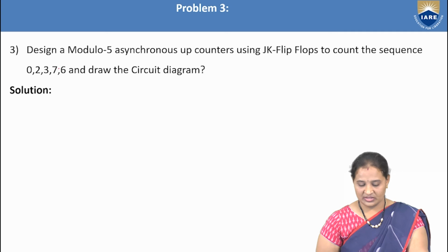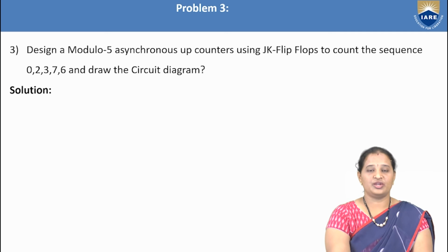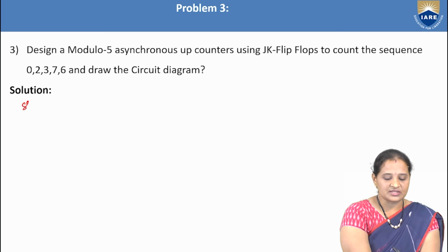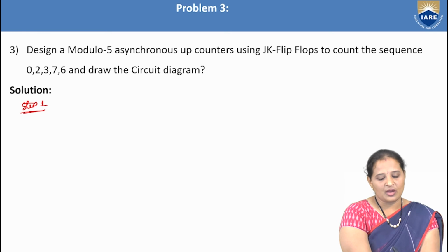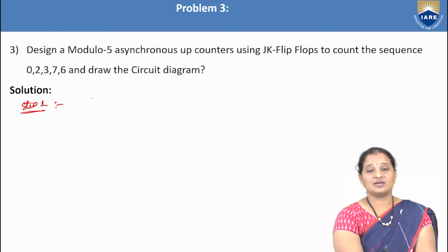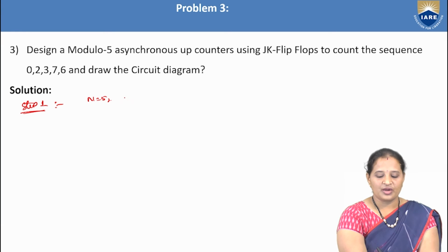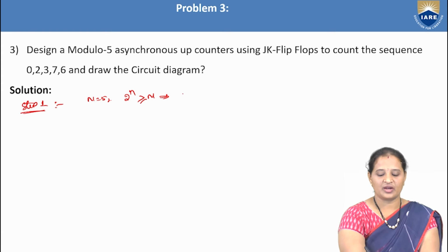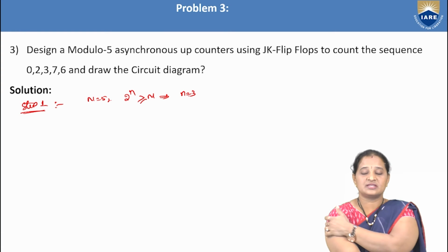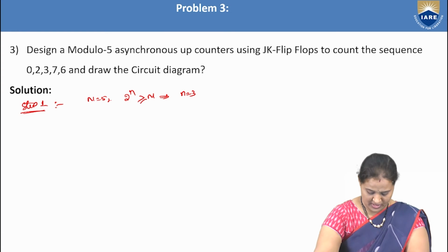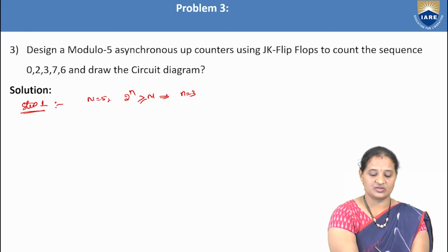So this is the sequence given. Now what we need to do? We need to draw it. First, step 1. What is step 1? It is a mod 5 asynchronous counter. That means N is equal to 5. Now we have to check for which value of small n this condition is satisfied. When n is equal to 3, this condition is satisfied. That means the number of flip-flops required is equal to 3.